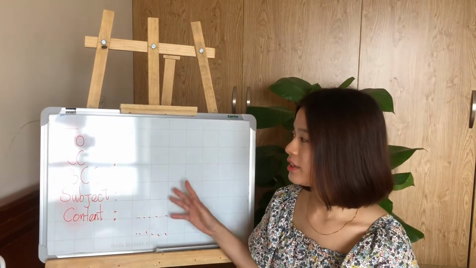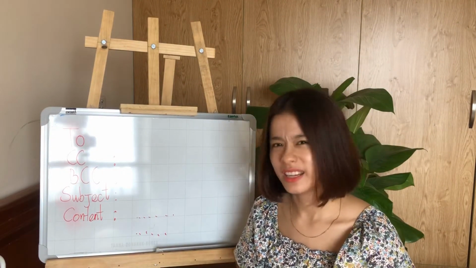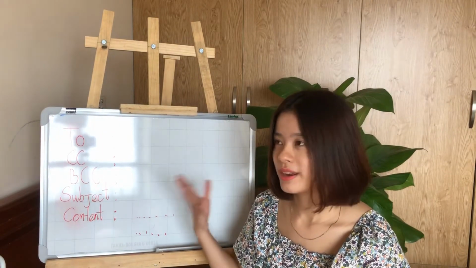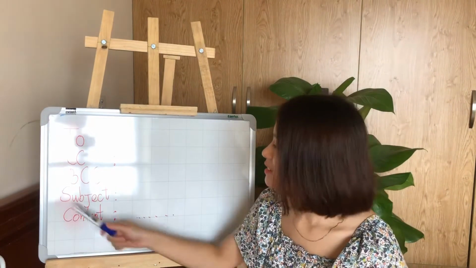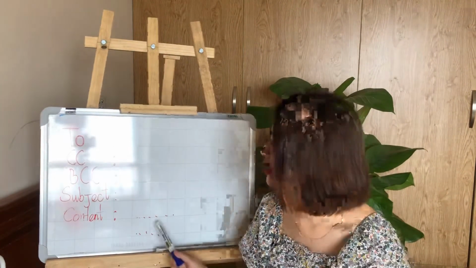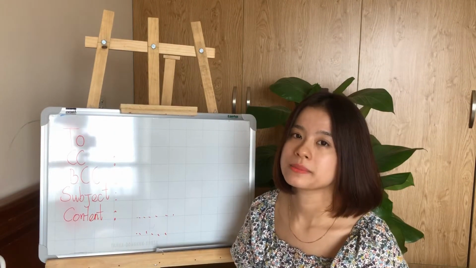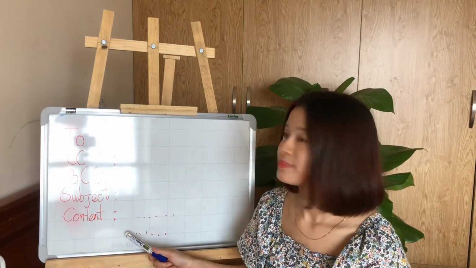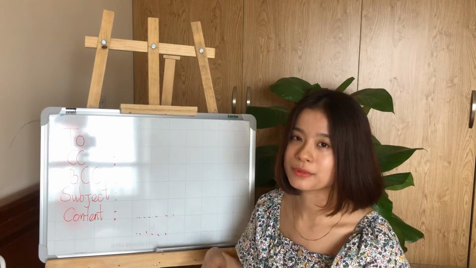Look at the board. You can see these are the main parts of an email, right? We have the recipient addresses, To, CC, BCC, and the subject line where you put the topic of the email, and the content where you write what you want to say to the recipients. And now I will go through from the top to the bottom to give you the tips of writing.